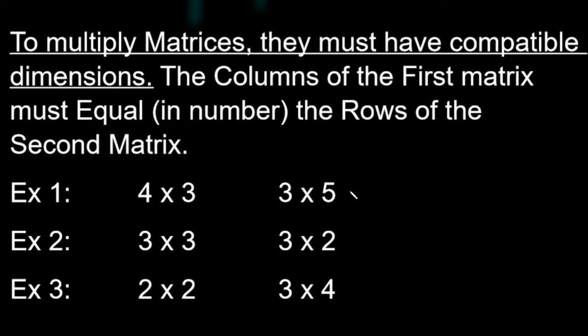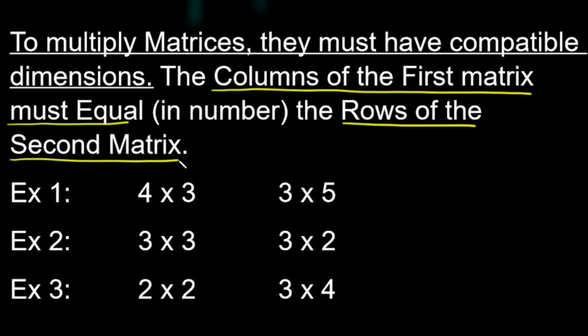So here's how it works. And you should write this down. The columns of the first matrix must equal the rows of the second matrix. That's it. If the number of columns in the first matrix equals the number of rows in the second matrix, then these can be multiplied. All right, so go ahead and write this down.